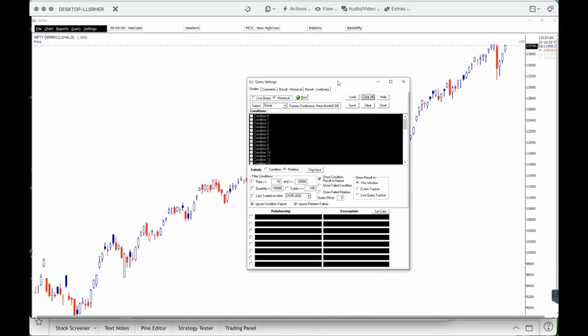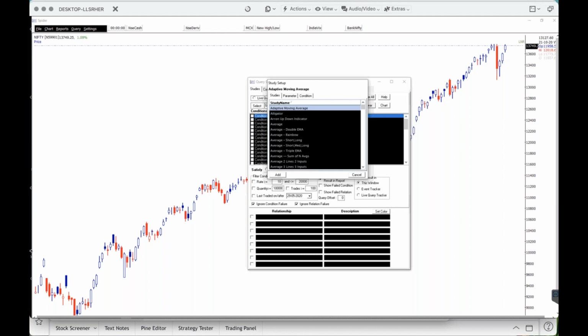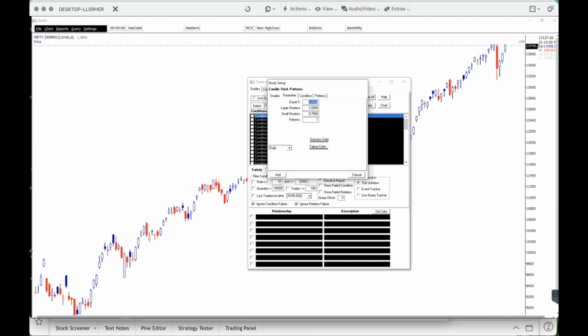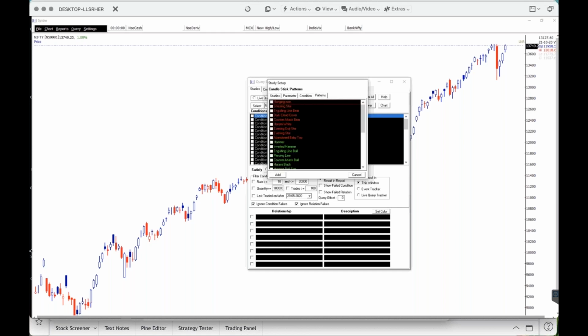So in this technical query box, which is the scanner of the software, I can double click on any condition and I can go under C, candlestick patterns. I click on candlestick patterns. I go to parameters. I can scan any time frame depending on your requirement. But let's say we stick to the daily time frame and don't do anything with the condition. Now you come to patterns.